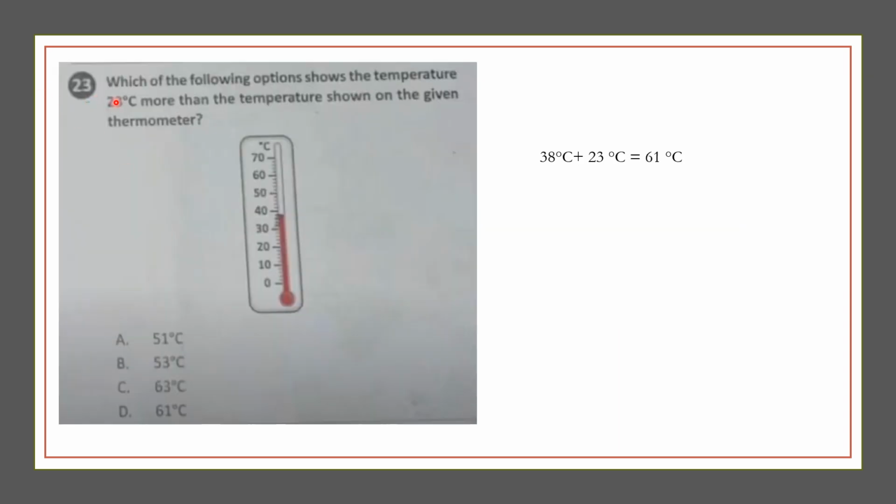Question number 23. Which of the following options shows the temperature 23 degrees centigrade more than the temperature shown on the given thermometer? The temperature given on the thermometer is 38 degrees centigrade, and 23 more than this temperature will be 61 degrees centigrade. So our answer is option D.